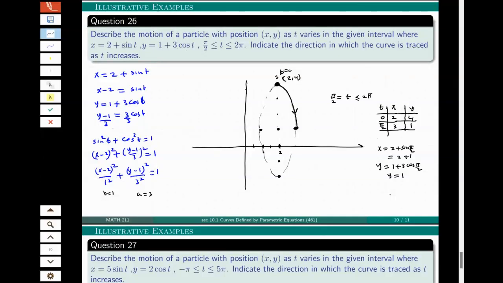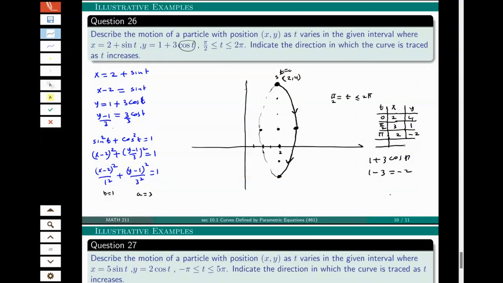Now if I say pi here, what will happen? If I put t equal to pi, definitely we will get this point, but at pi, sine pi is 0, so that will be 2. When we put pi, we will get 1 plus 3 cosine pi. So that will be 1 minus 3, which is minus 2, which is this point.